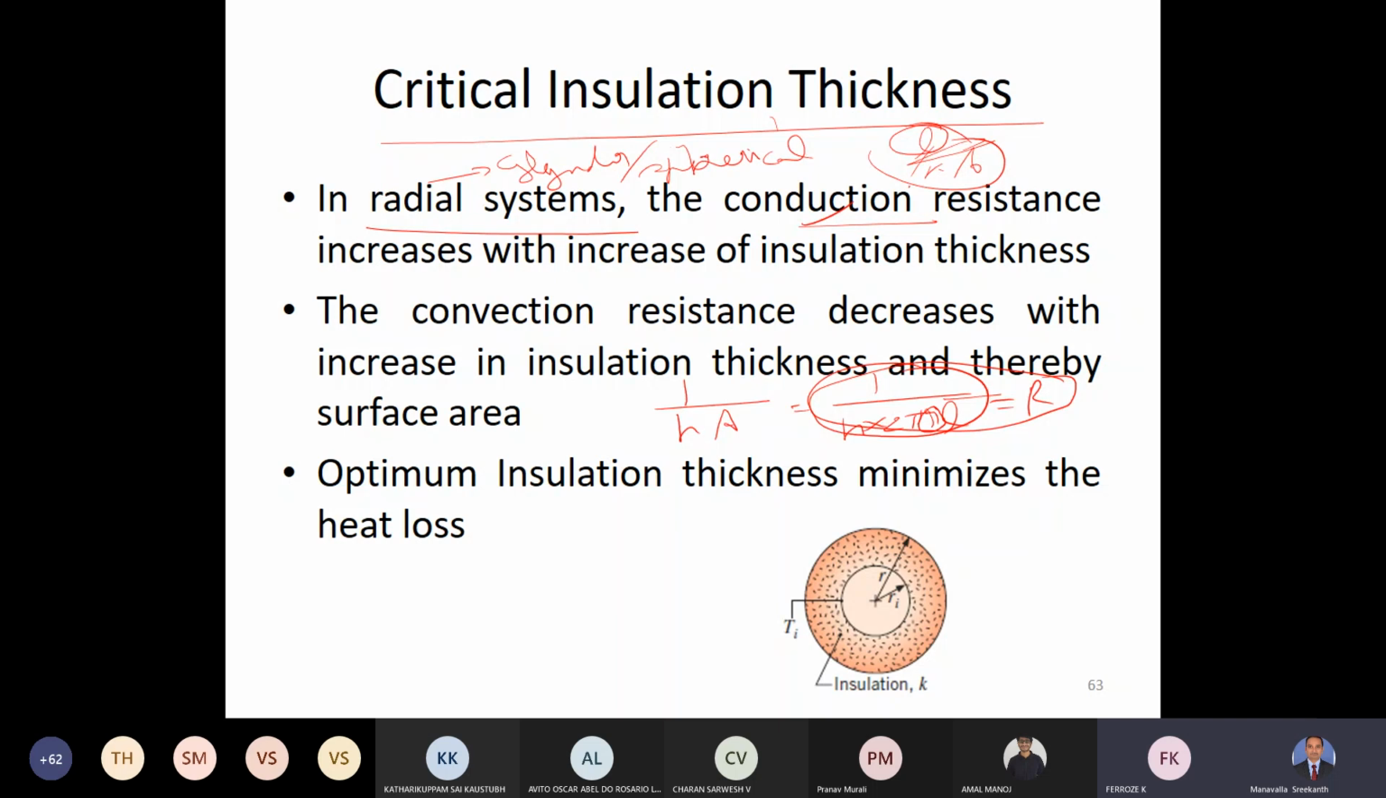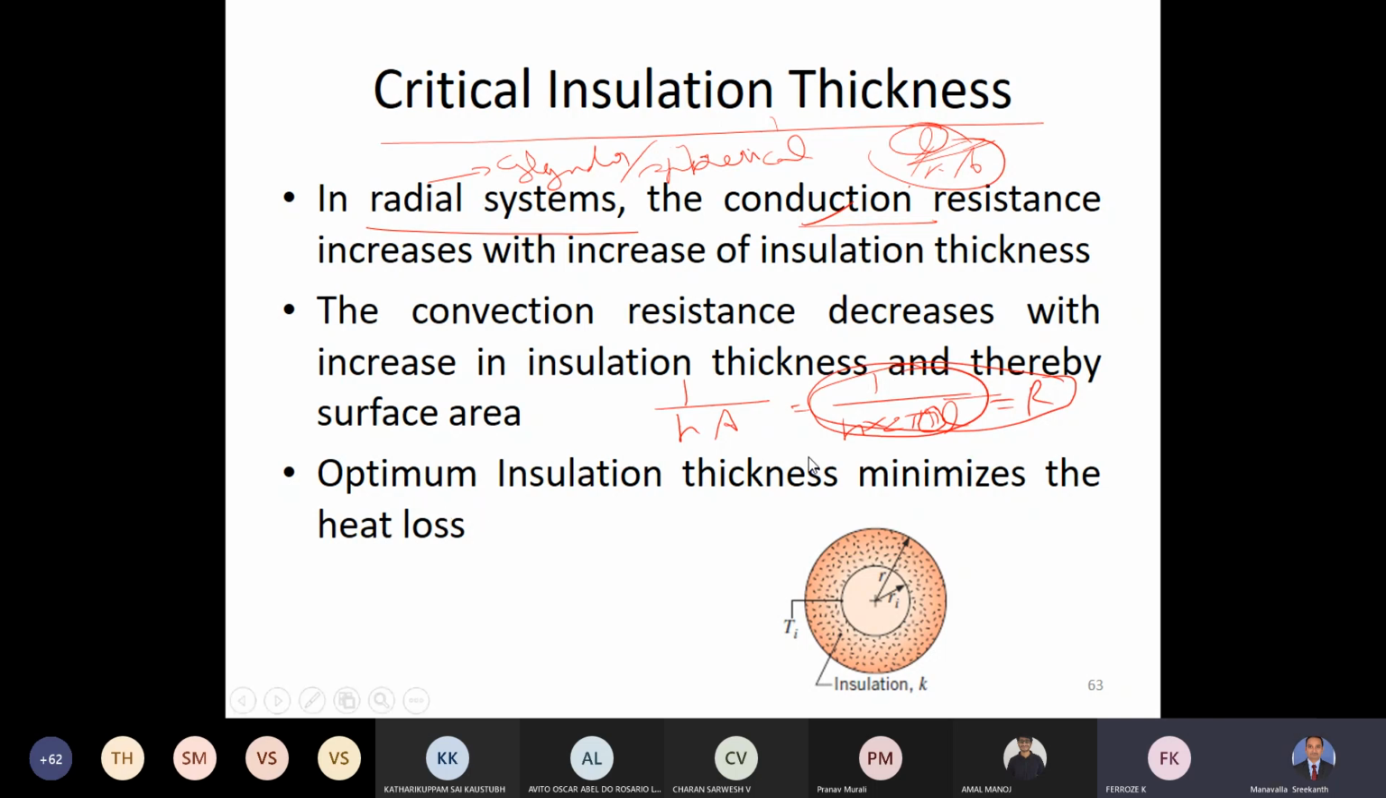So what is happening? If we continuously increase the insulation thickness, conduction resistance increases, but convection resistance decreases. So that means there is a problem of optimization here. So we have to choose one value of R, one value of this insulation thickness, so that we have maximum heat transfer. So that insulation thickness is called the critical insulation thickness.